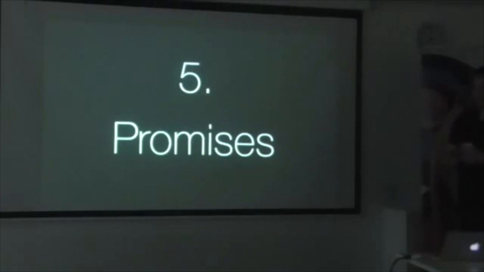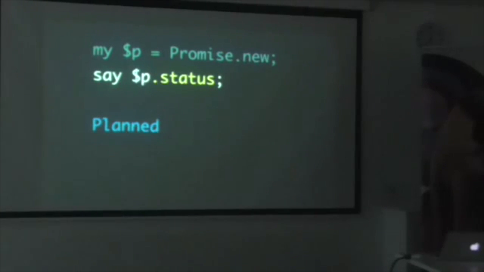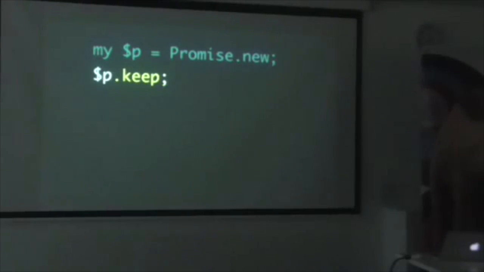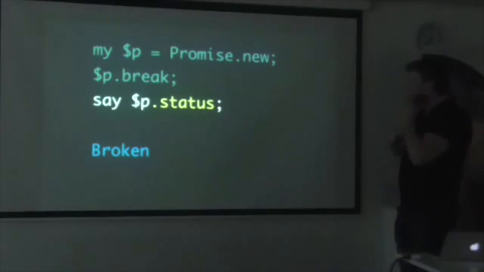And then come promises. Promises are another concept available already in Rakudo. So you create a promise. It's basically an object which, like a real promise, can be either broken or kept. There's a method status which tells what the current status of this promise is. So if you just create a promise, it is just planned. You don't know whether it's kept or not. There's just no information available. But you can keep it, call the keep method, then it's kept. Or you can break it, then it's broken.